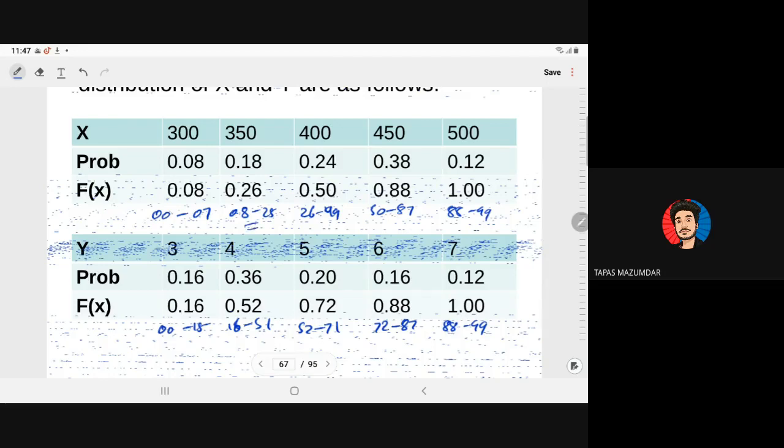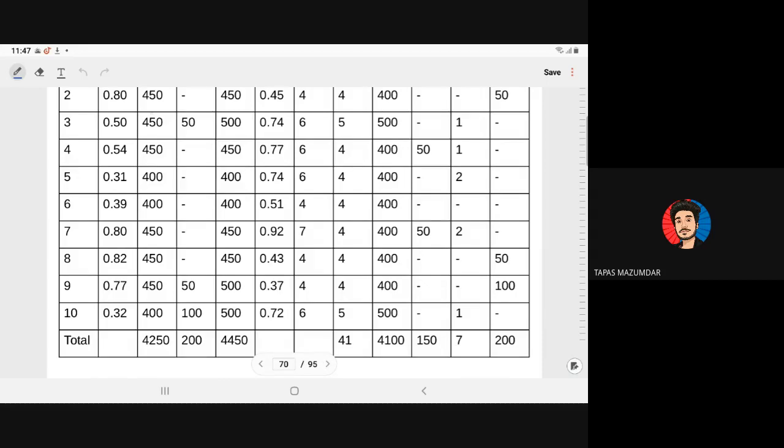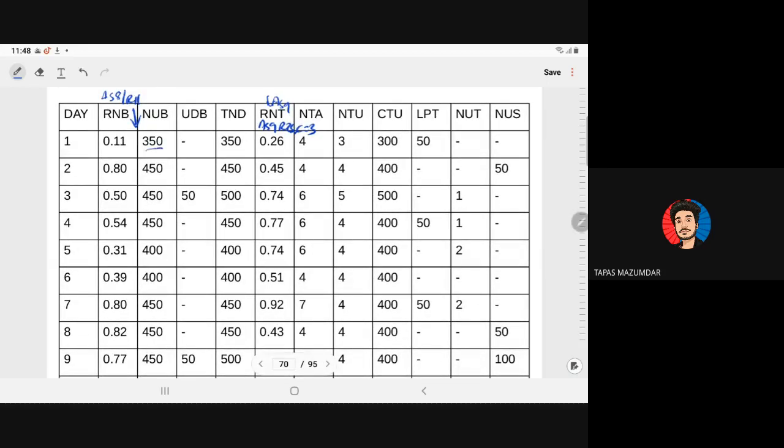So it means the total number of units booked will become 350. Here we have written 350 because it is the first day, so there is no undelivered item. It is 0. So the total number of items booked will become 350.